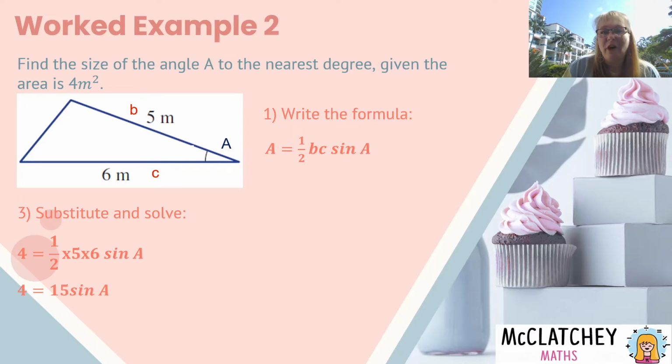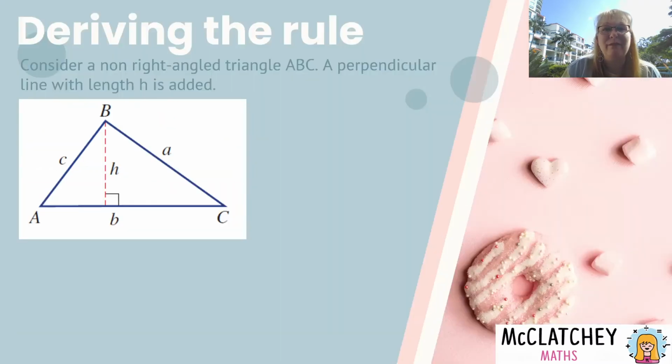Well, half of 5 times 6 is 30, half of that's 15, so we end up with 4 equals 15 sine A, and sine A equals 4/15 when we transpose our equation. Let's get A all by itself. We need to find the inverse sine of both sides. So now we've got 4/15 on that side, and A is going to be 15 degrees to the nearest degree. So you can see we can also work backwards with the formula.